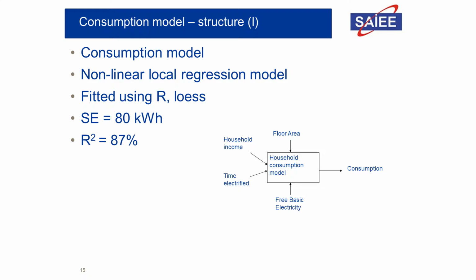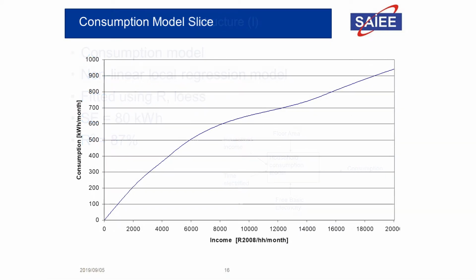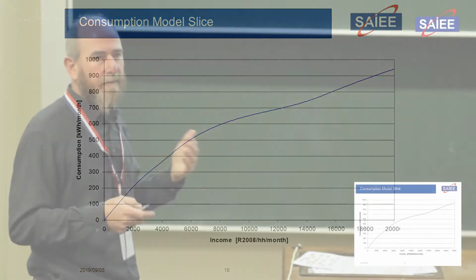Okay, so that's the basic model. If you take a slice out of that, just to give you a sense, because remember there are all these non-linearities in there, if you take a slice of income against consumption, you can see it does this weird curve. So this is at 7 years, you can do it at 15 years, and so on. So now we've got a sense of what the consumption is.